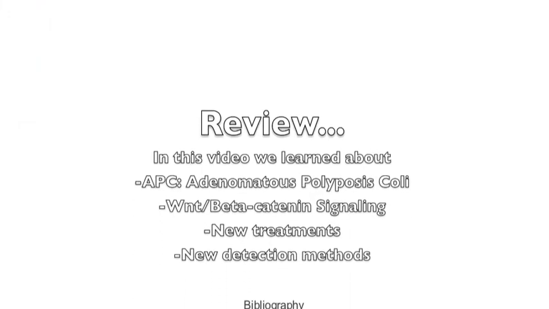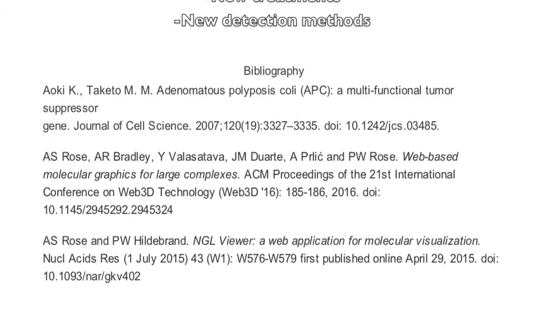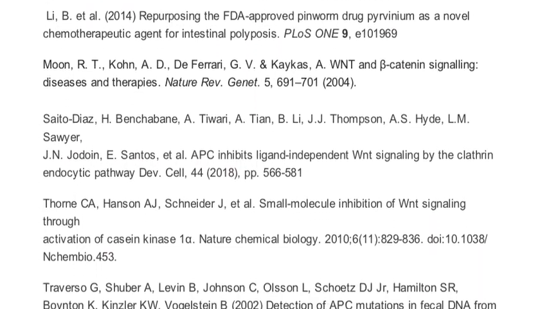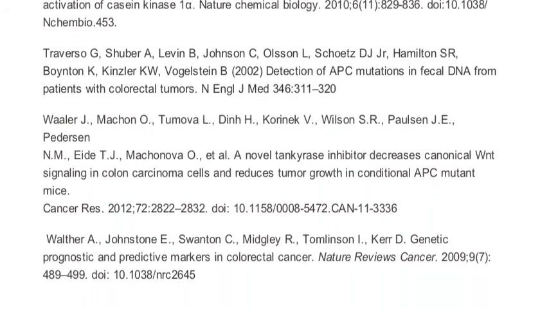We can also see the results for actual patients using this technique, and the arrows and red circles indicate mutant APC products. In this video, we learned about the APC gene and protein, in addition to the WNT beta-catenin signaling pathways. Knowing the mechanism of a disease is very important for finding new treatments and detection methods.